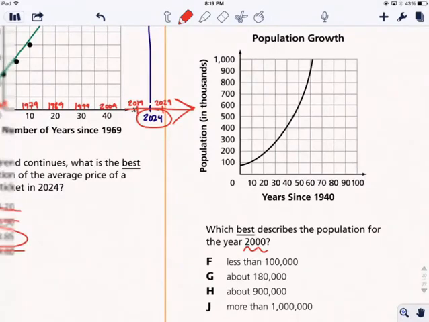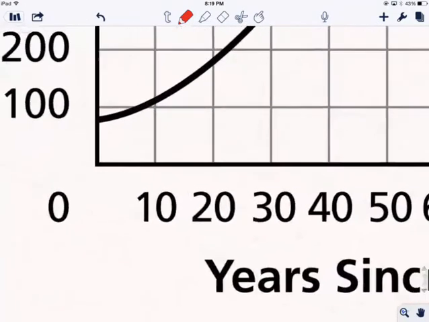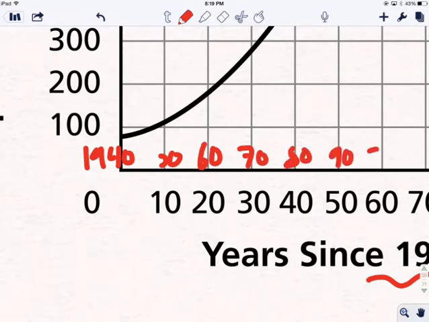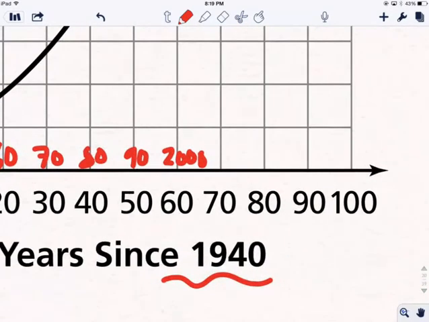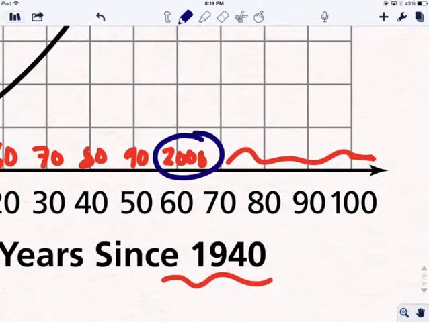All we need to do is first of all look down at the scale and interpret what the scale is telling us. Years since 1940. So that means that this is going to be 1940, this is going to be 1950, 1960, 70, and so on. This is going to be the year 2000. And then so on, but we don't care about what's happening out here. What we care about is the year 2000, okay?